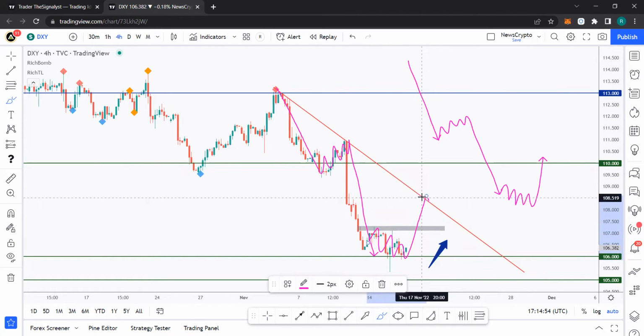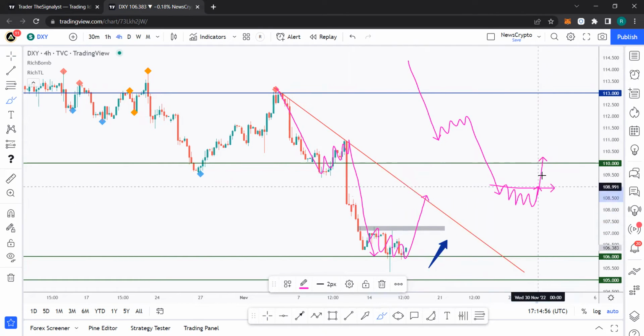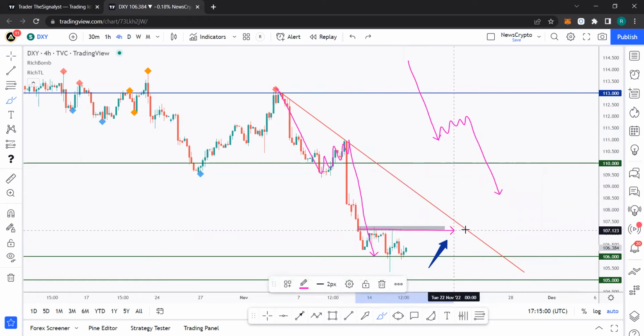Of course, we want to wait for this one to be broken to confirm it. In this case, we want to wait for this one to be broken to confirm it, because we can't know that this one would end unless it's broken, right? The price can still trade lower and lower and lower.